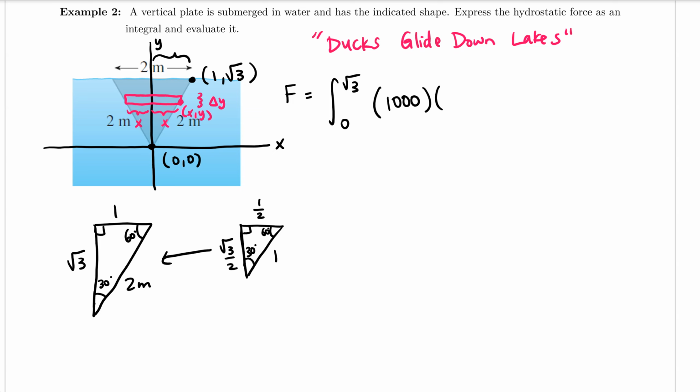Then G stands for gravity, which is 9.8. Then the depth. So coming back to my picture, I know that this distance is y. I know that the distance from the surface of the water to the bottom of my tank is the square root of 3. And so my depth is going to be the square root of 3 minus y.